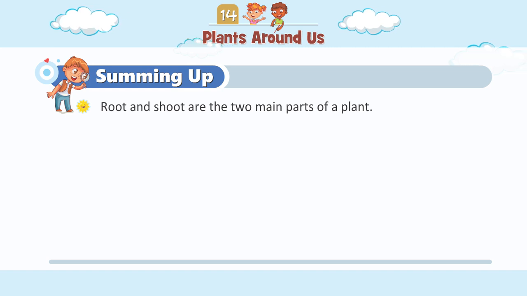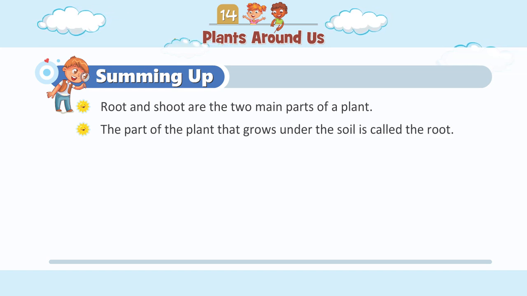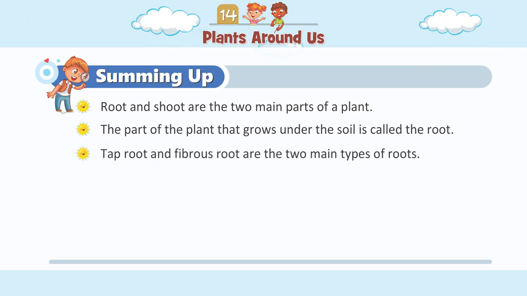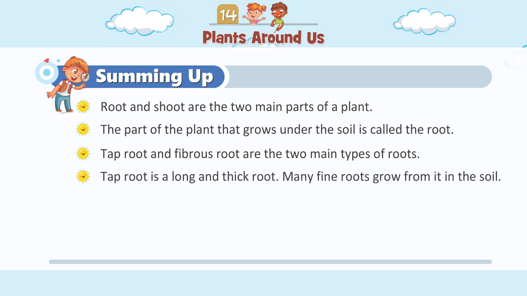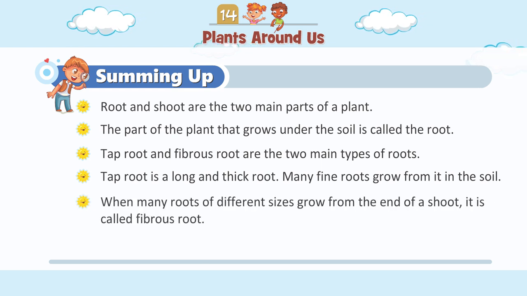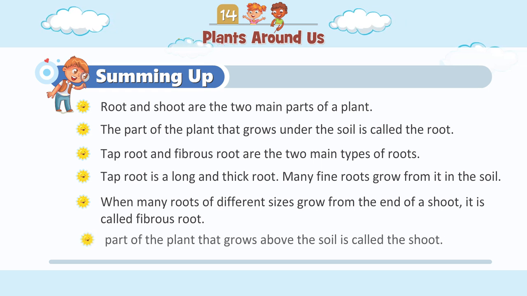Root and shoot are two main parts of a plant. The part of the plant that grows under the soil is called the root. Taproot and fibrous root are the two main types of roots. Taproot is a long and thick root. Many fine roots grow from it in the soil. When many roots of different sizes grow from the end of a shoot, it is called fibrous root.